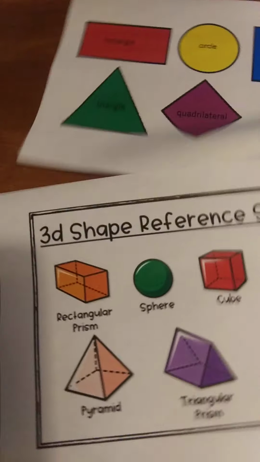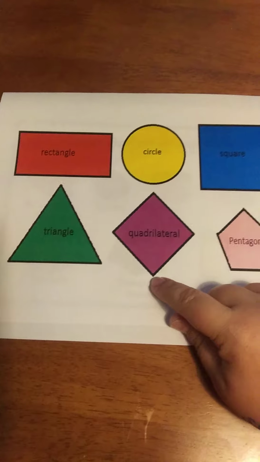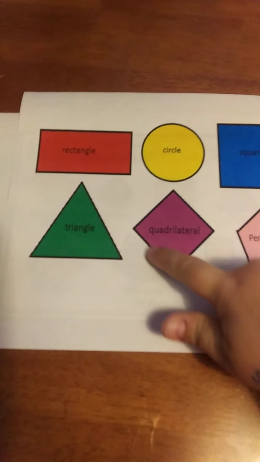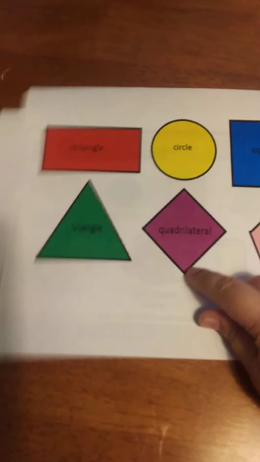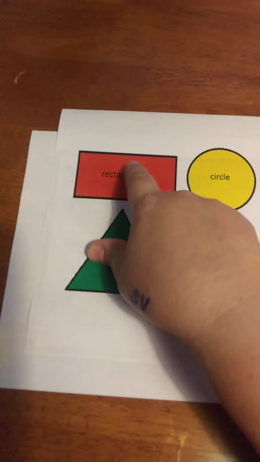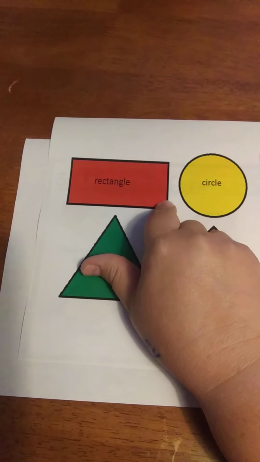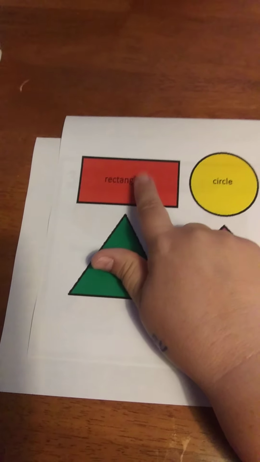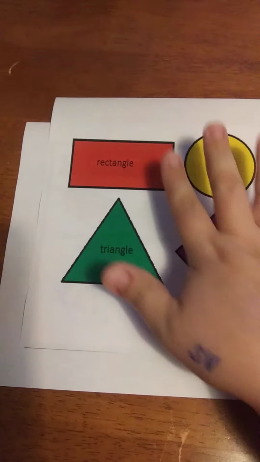So first let's talk about two-dimensional shapes, right? Two-dimensional shapes have a length and a width, so you can measure the different sides. The length of this one would be longer than its width, and it's a two-dimensional shape. It doesn't have anything else.